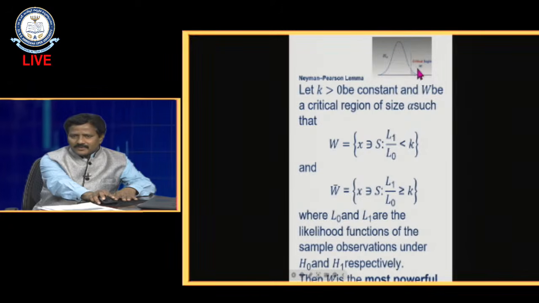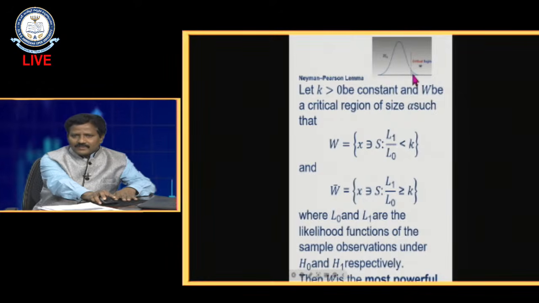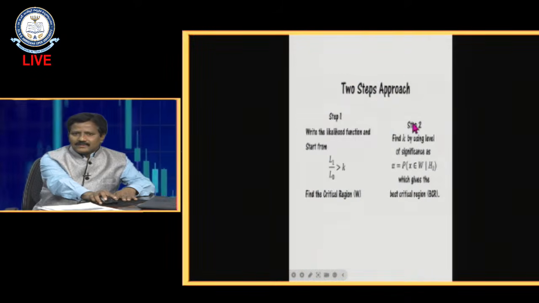Professor Raju already explained this in detail. So what is the type 1 error? See, this area is the type 1 error. This is the rejection region, and the remaining is the acceptance region. So what is the best critical region? We are going to find that value K based on our type 1 error, which is called alpha.